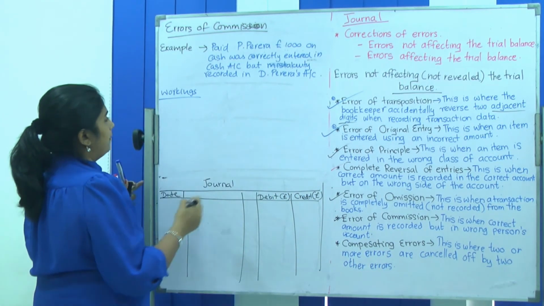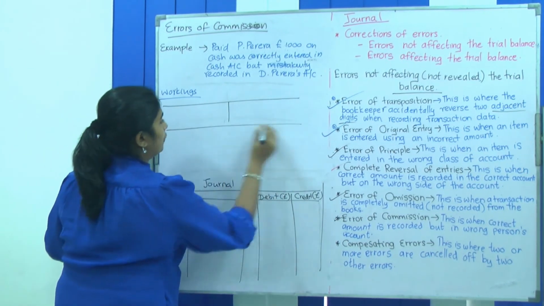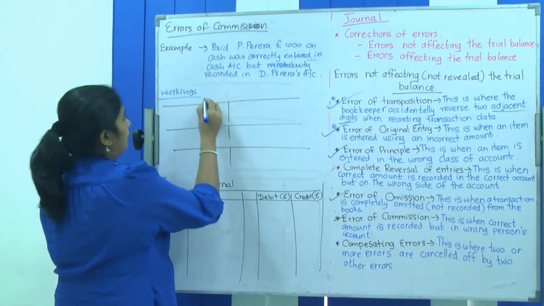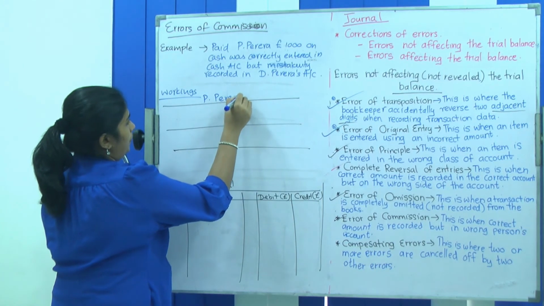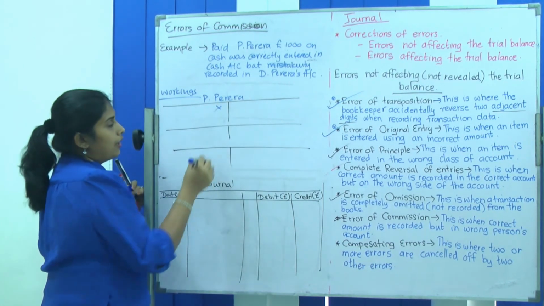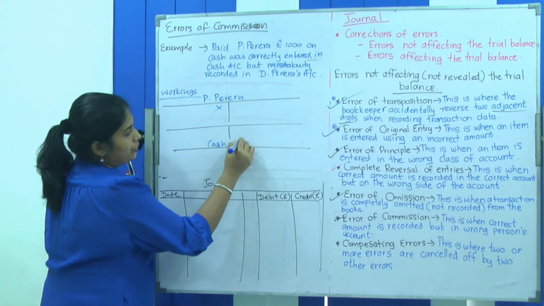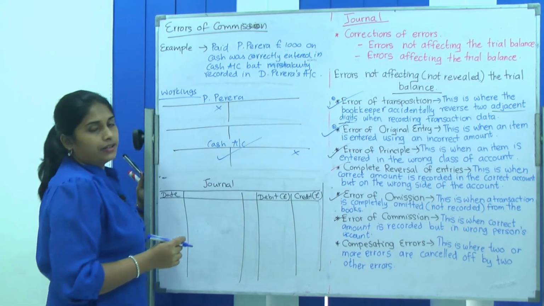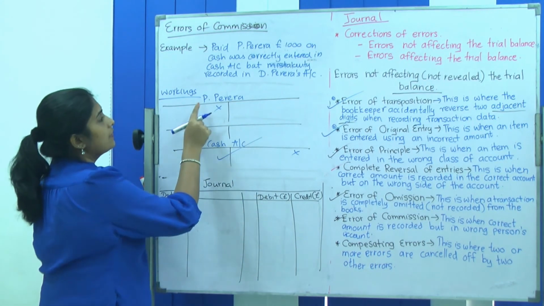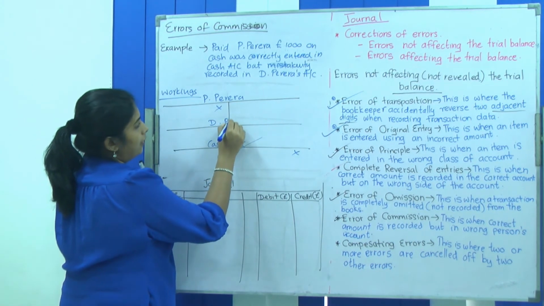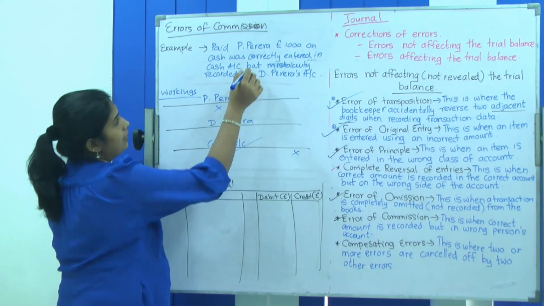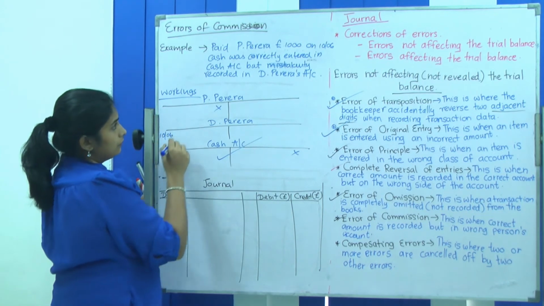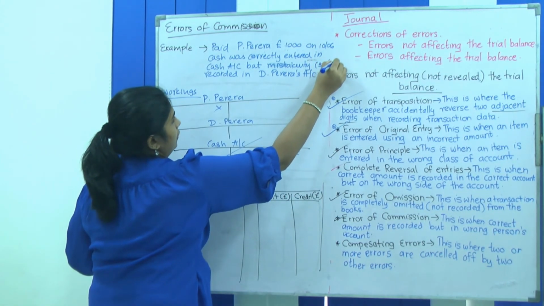Okay, so what has happened? I'll show you the actual entry. When you paid P. Pereira, P. Pereira is a trade payable, so his account should be debited, and when you pay using cash, the cash account should be credited. So the entry was correctly recorded in the cash account, but instead of P. Pereira, they have recorded in D. Pereira's. That means we'll assume 10th of June, and the error was found on 30th June.